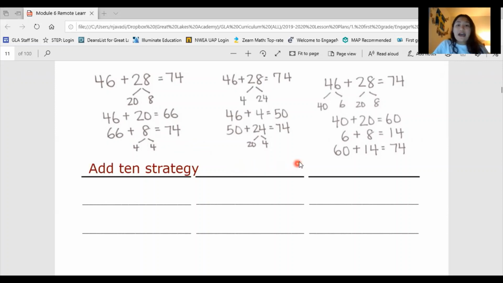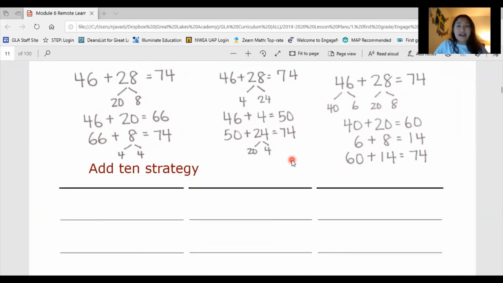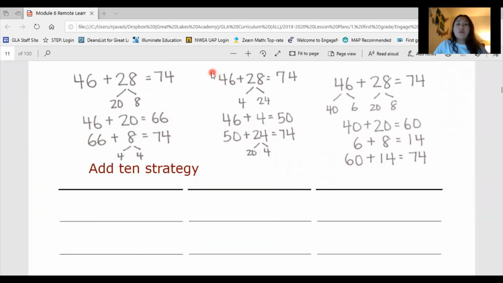Next, I want you to look at this middle problem. Pause and take 1 minute to notice the steps that this scholar took when solving and think about what strategy they might have used. Nice job noticing on this problem. Let's look at it together.